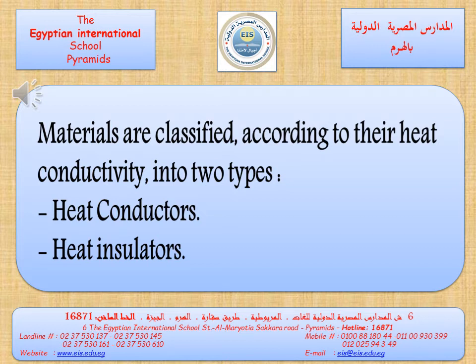The materials are classified or divided into two groups. Group number 1, heat conductors, and group number 2, heat insulators. Again, we are classifying the materials into two types, two groups. Type number 1, we call it heat conductors. And type number 2, heat insulators.